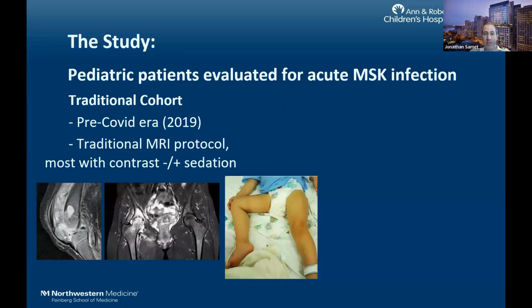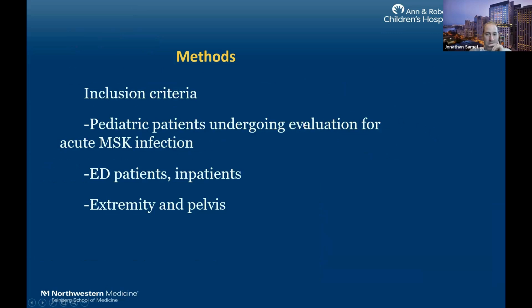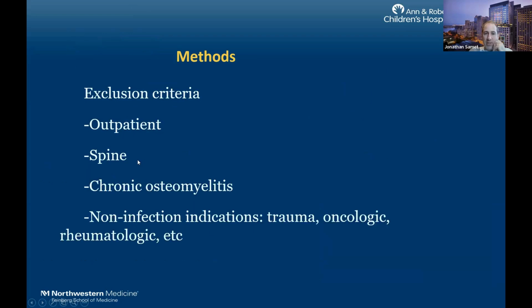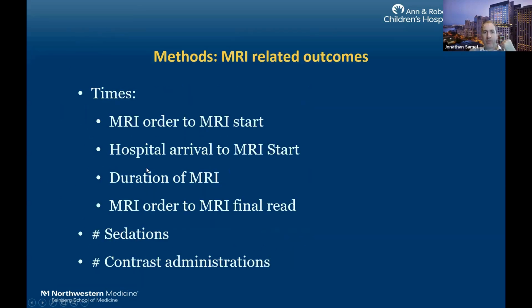We looked at a pre-COVID cohort. So we call that the traditional MRI, where you give contrast, sedation, everything, did the whole thing. And then we have a rapid cohort over a 2-year period where we didn't give contrast or sedation. So we included patients that were being evaluated for acute MSK infection, really focusing on ED and inpatients, and it's mainly extremity and pelvis. We didn't include spine, we didn't include outpatient, don't include chronic cases or non-infectious causes. And we're going to be comparing this pre-COVID traditional MRI to the rapid cohort.